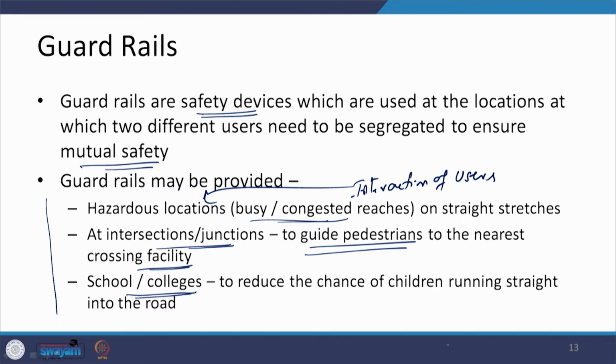So, there is always a possibility that towards the end of the day when the school is over, the children may come running outside, and if they get directly into the carriageway, then this is probably going to be hazardous. So, we need to channelize the movements by way of the provision of guardrails also.